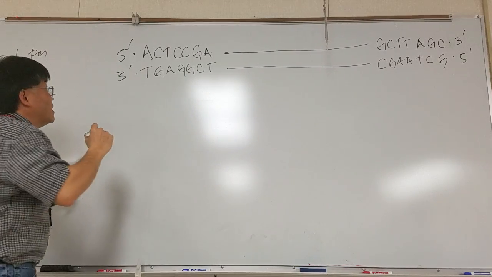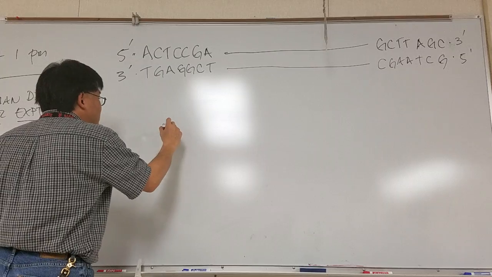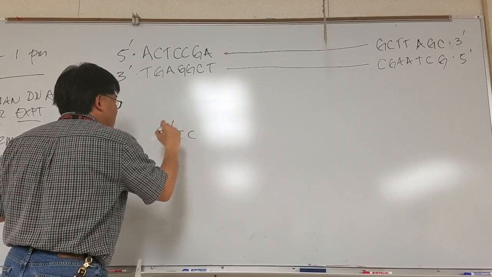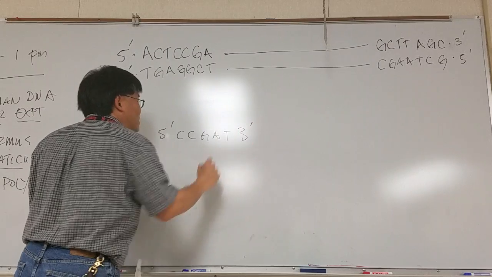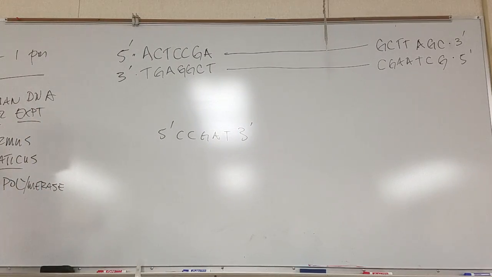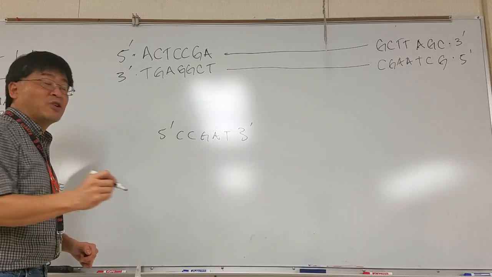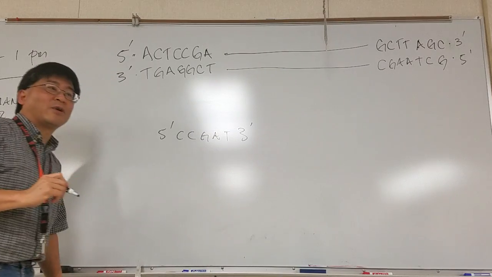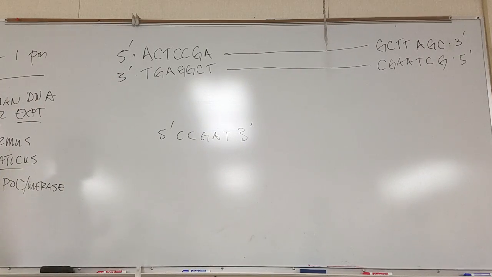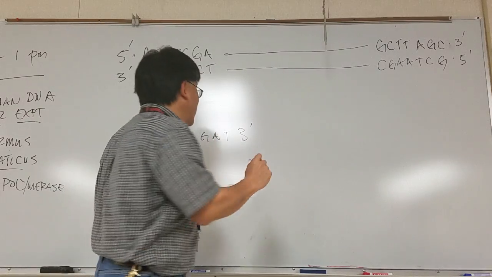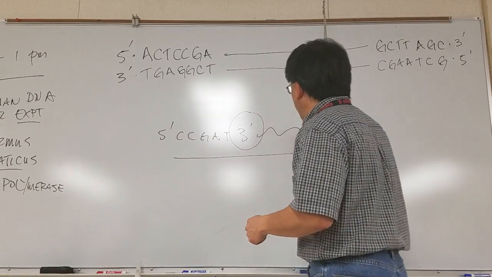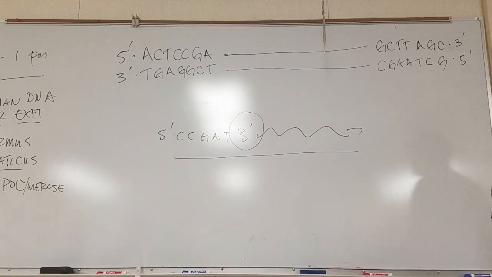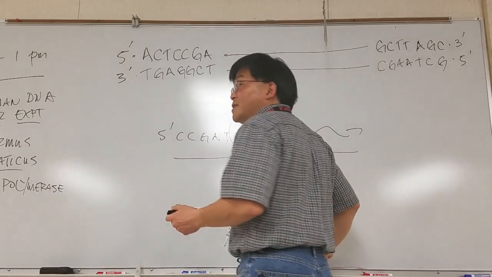So let's say, let me just write another sequence. Let's say you have this sequence. Which way will the DNA polymerase go? Will it go to the left or to the right? It actually goes from left to right. Okay, so if this was the other strand, DNA polymerase would go here and then go this way. Okay? All right, so people see that? Yes.